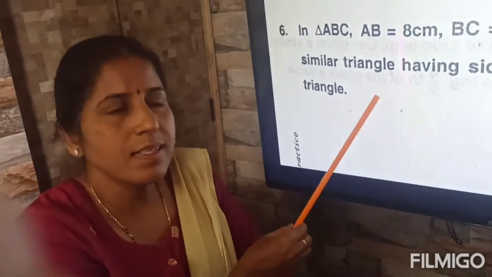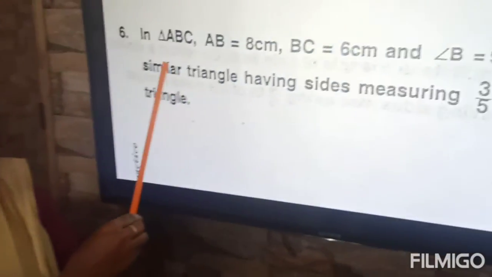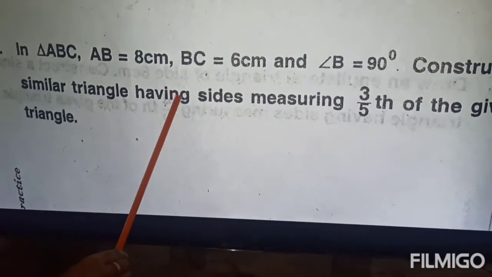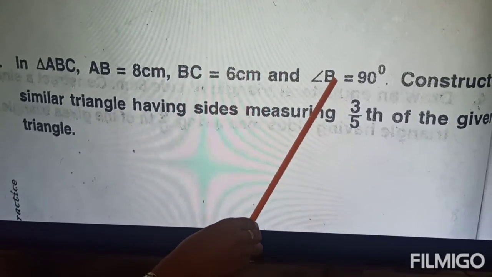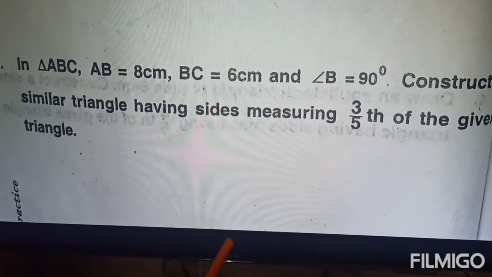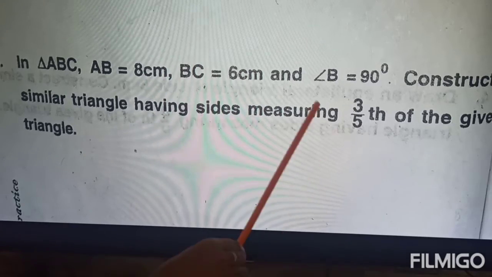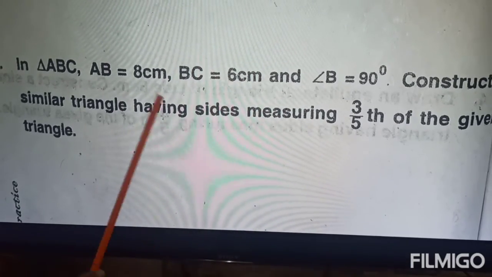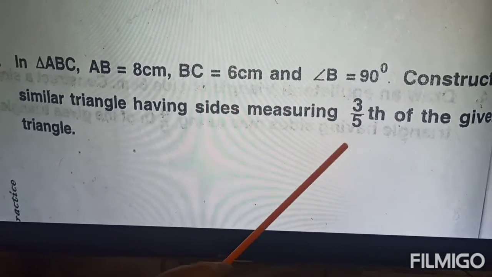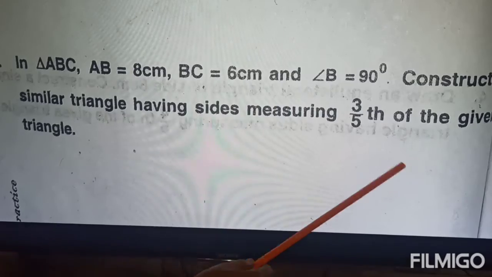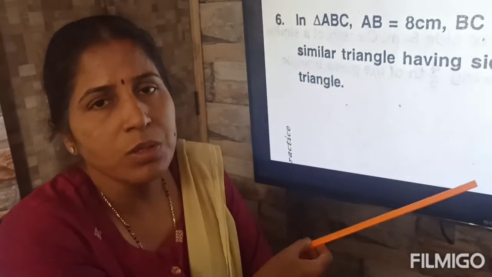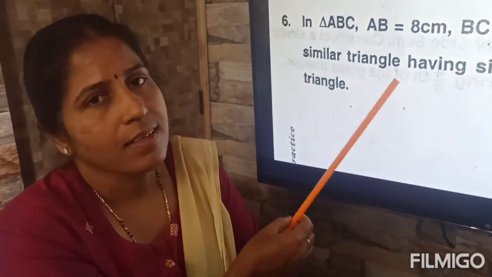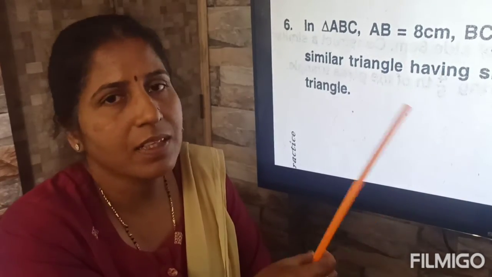One more example: in a triangle ABC, AB is equal to 8 centimeter, BC is equal to 6 centimeter, and angle B is equal to 90 degree. Here it is a right angle triangle. Construct a similar triangle having sides measuring 3 by 5 of the given triangle. Okay, practice these two constructions yourself. You will become perfect. You can do it.